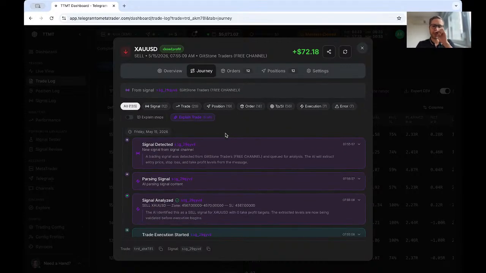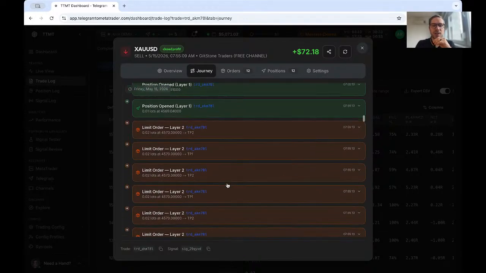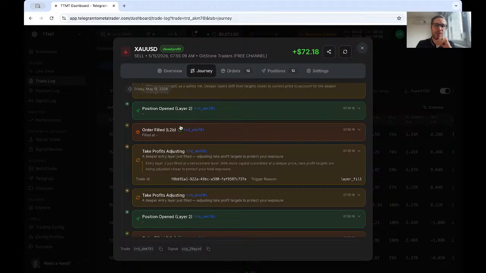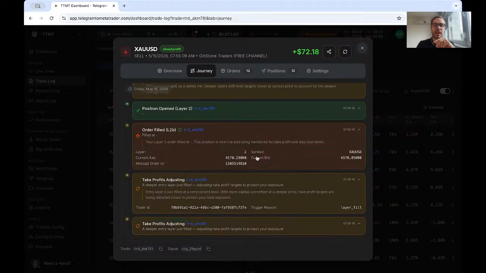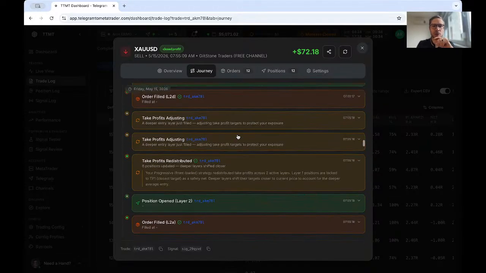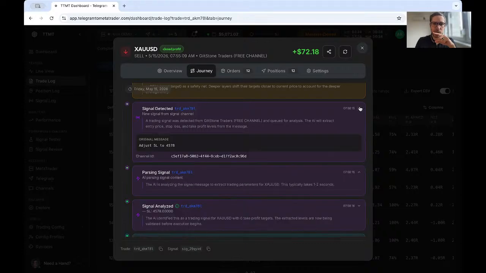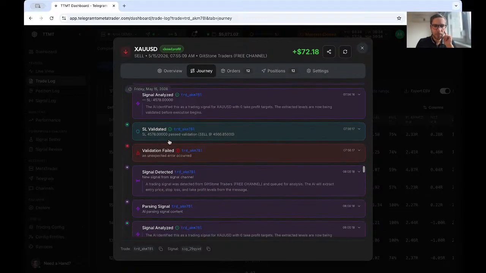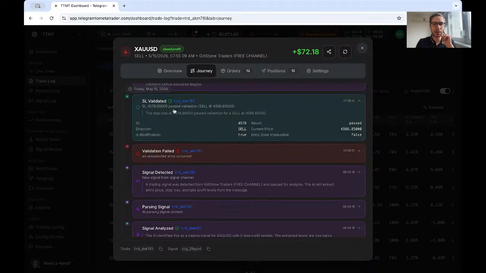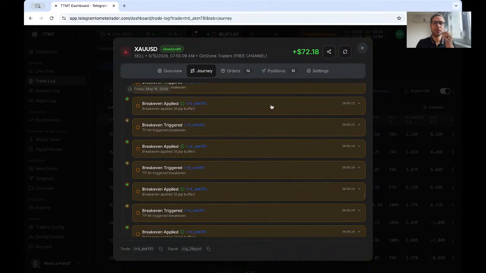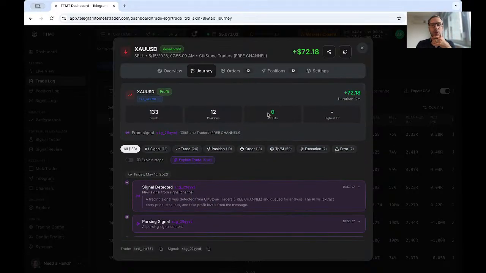So in the journey tab, you can see all the decisions that the system made. You can see here we are adjusting take profits. You can see that the layer 2 orders are getting filled in this trade right now. New positions are opened, and then if we go deeper, a new signal is detected here. Adjust SL, right? So this is something that the system identified, and then SL validated and changed, and then break-even processing, break-even applied. So you can just walk through the whole journey of a trade or trade life cycle from signal to execution.